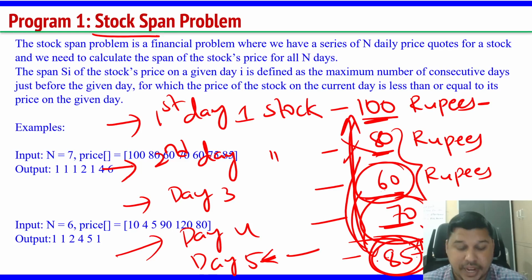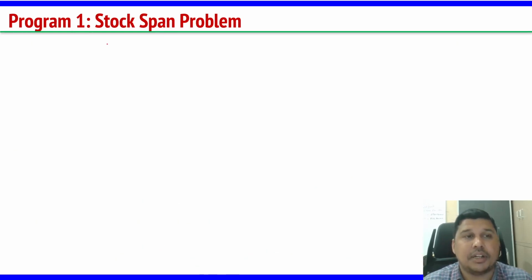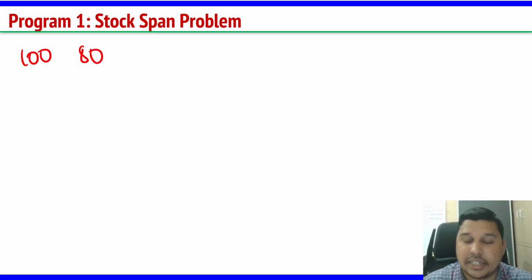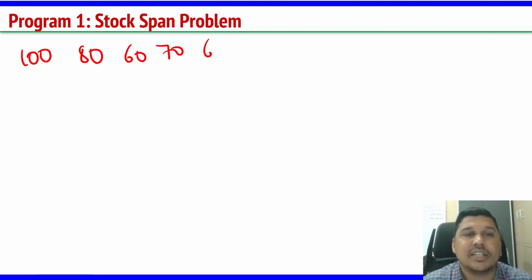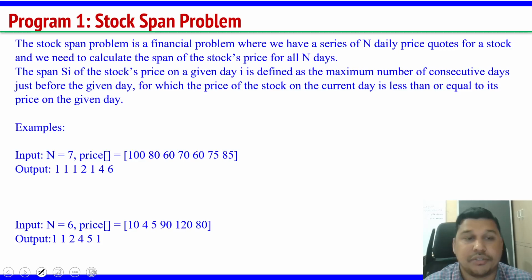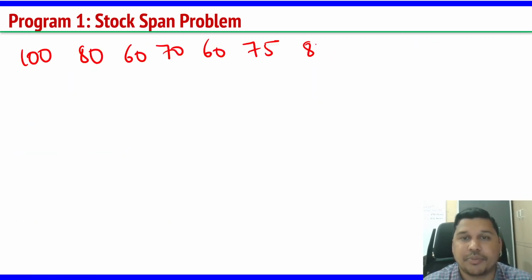Why do I need this span? Let's understand this in detail. Why do we need to worry about span? I'll take this example: 100, 80, 60, 70, 60, 75 and 85. Okay, right. Why do I have to verify that?